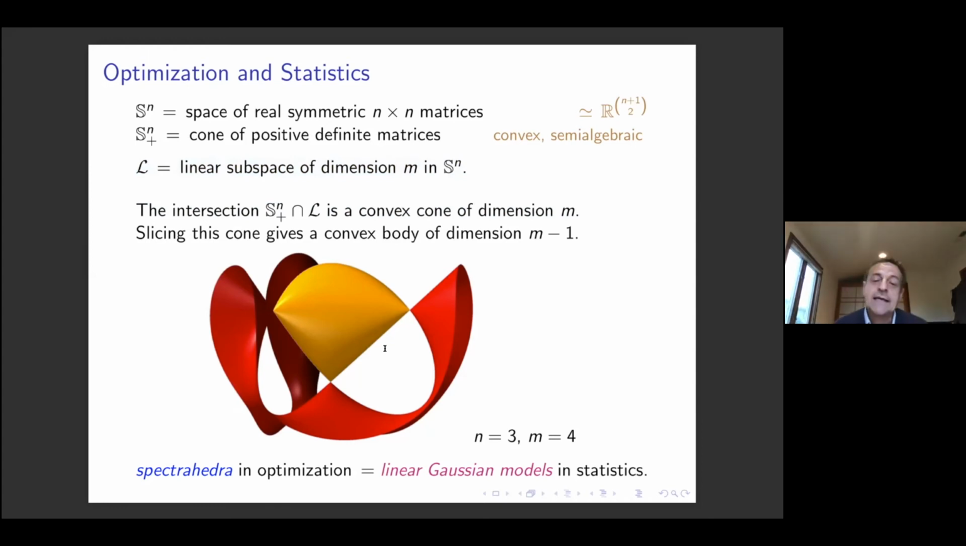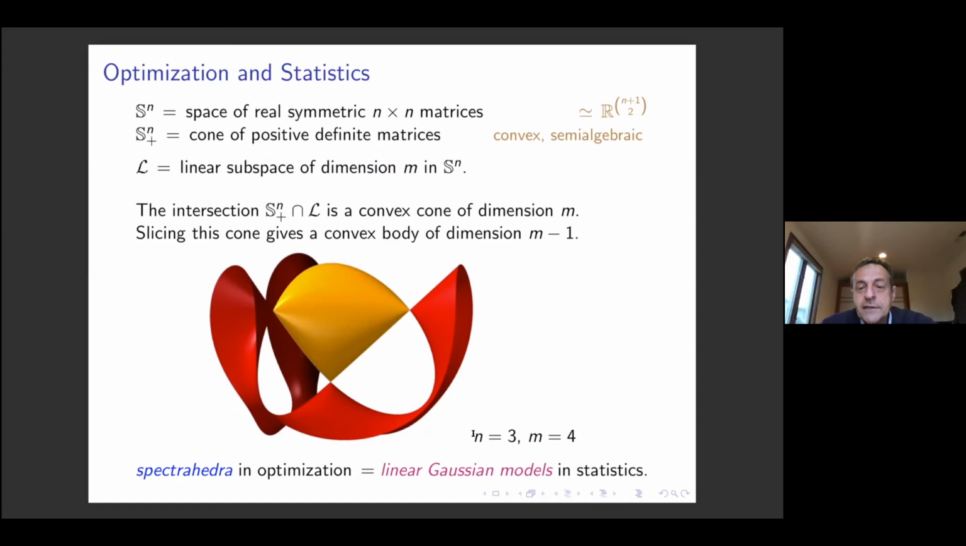This illustrates the case n equals 3, m equals 4. So the yellow convex body, this is known as the elliptope or somosa, somosa being the thing that you eat in an Indian restaurant. So this is a puffed up tetrahedron. So imagine taking a yellow tetrahedron, puffing some air into it. So you still have the four corners, the vertices of the tetrahedron are still retained, the six edges in the boundary, but the triangular faces are fattened up and you get this elliptope or somosa.